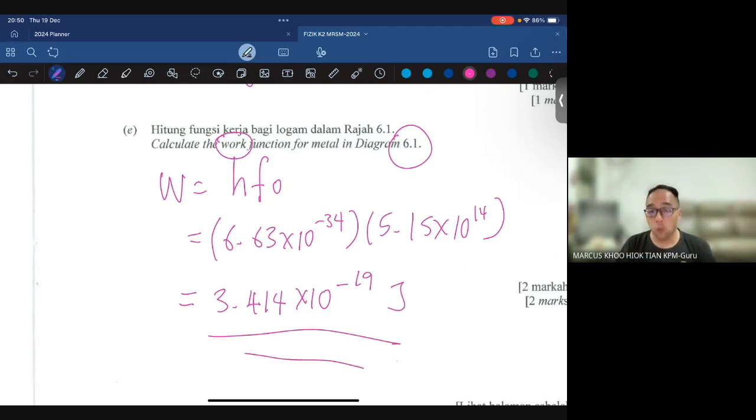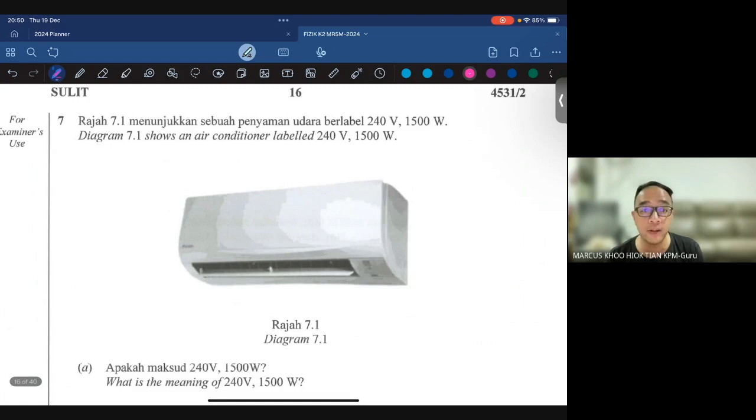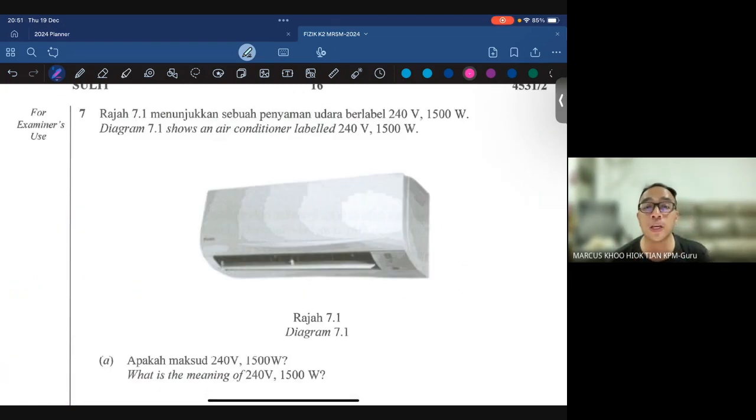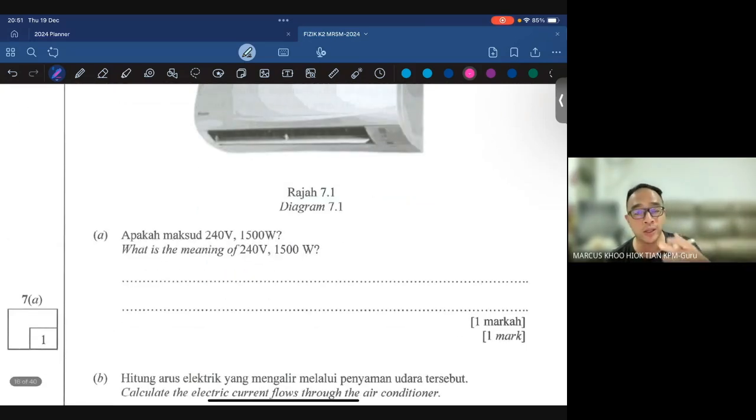So work is energy. Work requires energy. Work is joule, just like energy. Number 7. Wow, we are at number 7 already. Diagram 7.1 shows an air conditioner labeled 240 V and 1500 W. What is the meaning of 240 V and 1500 W?